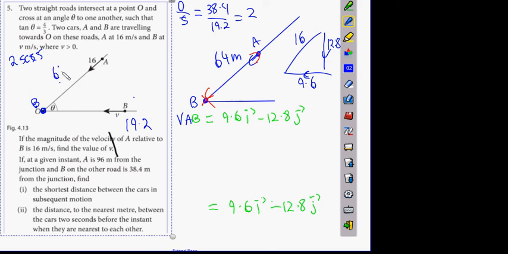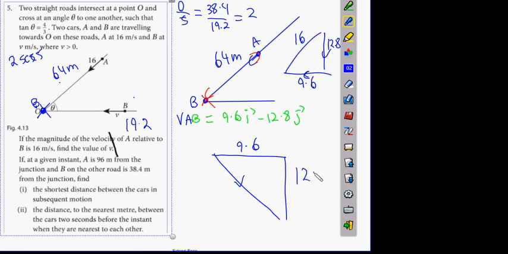A is 64 meters away. B is stuck and A is coming towards it. Now, what I need to do is find out some angles belonging to A and B here. The direction is right and down, so it's going in this direction here. It's going 9.6 across and then going down at 12.8.